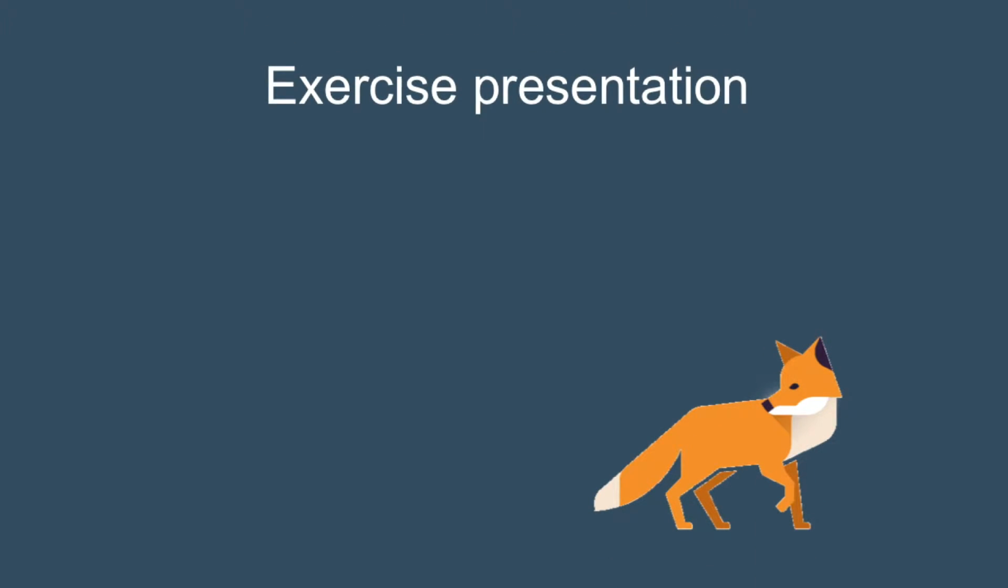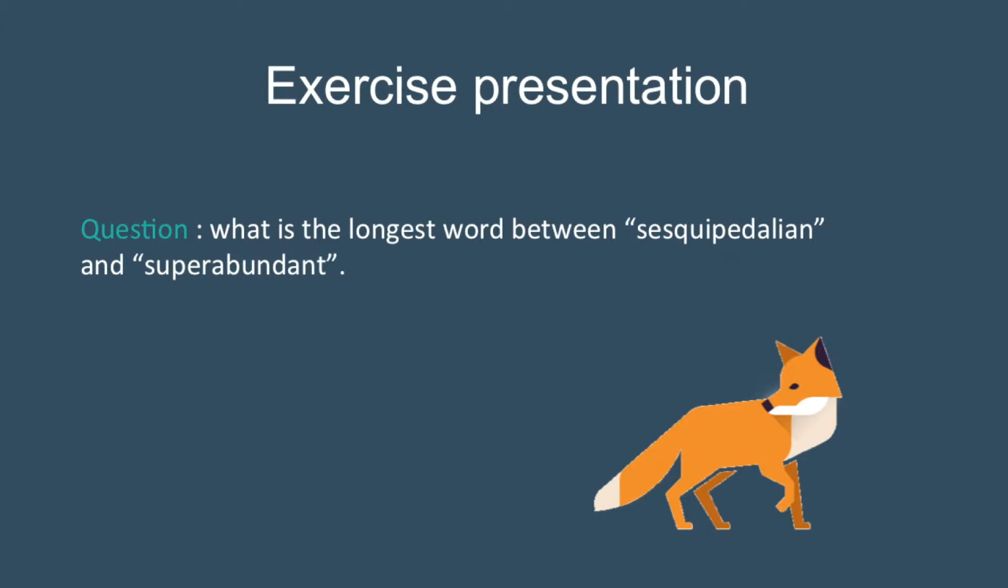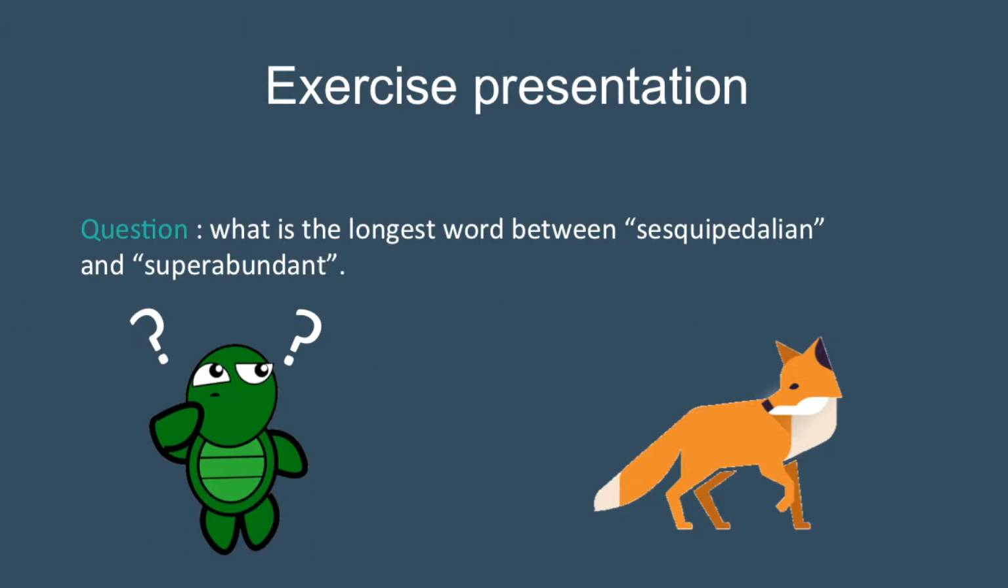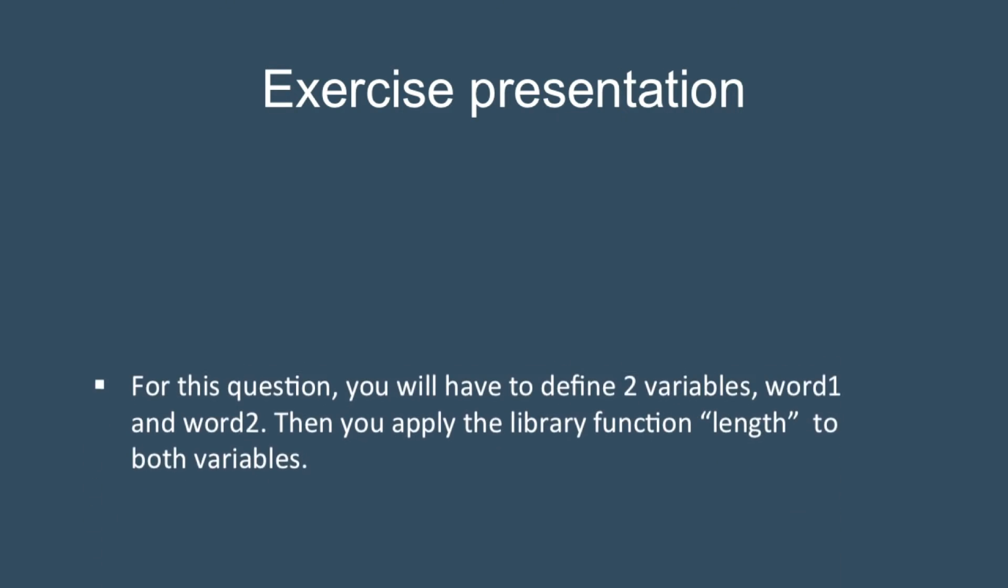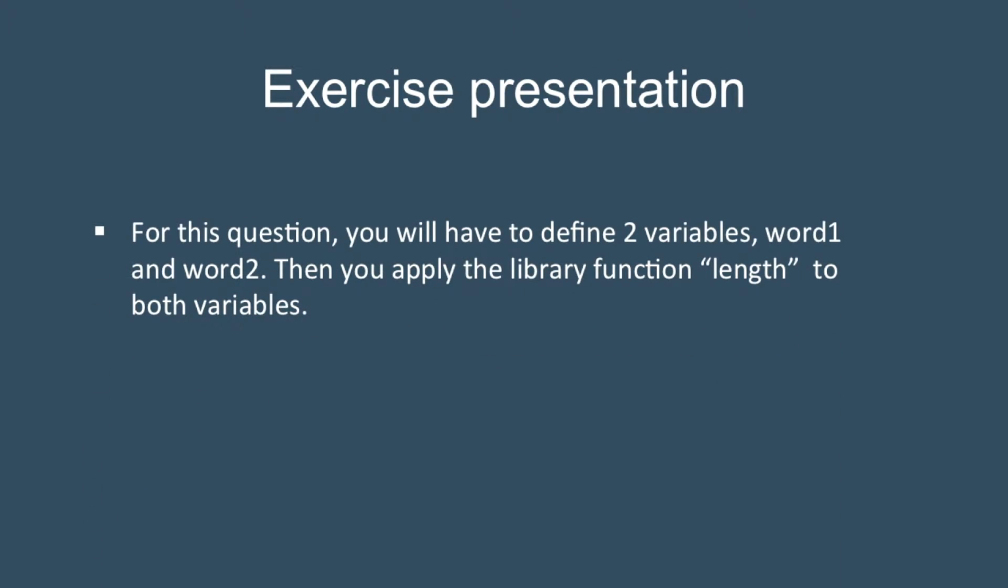The turtle was stopped by a fox. The fox gave the turtle a challenge: choose the longest word between sesquipedalian and superabundant. Which of the two words is the longest? For this question, you will have to define two variables, word1 and word2. Then you apply the library function length to both variables and assign the respective results to the variables length1 and length2.